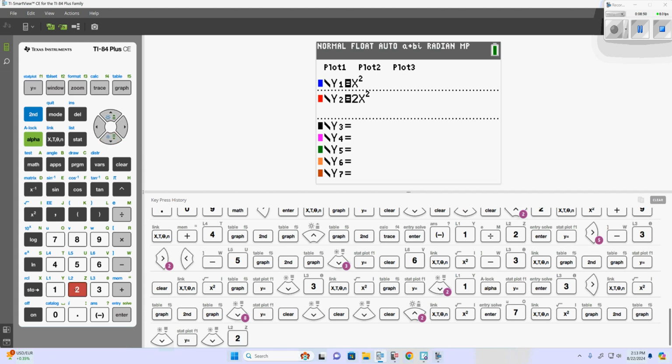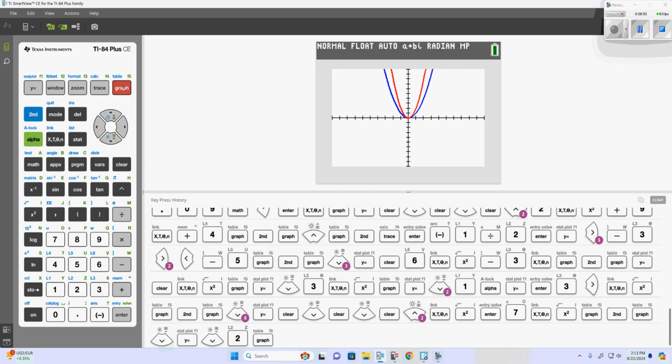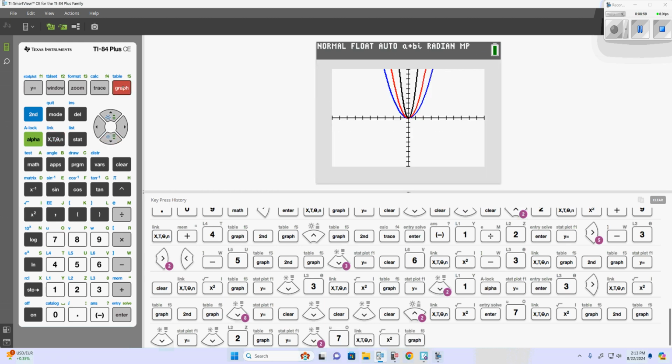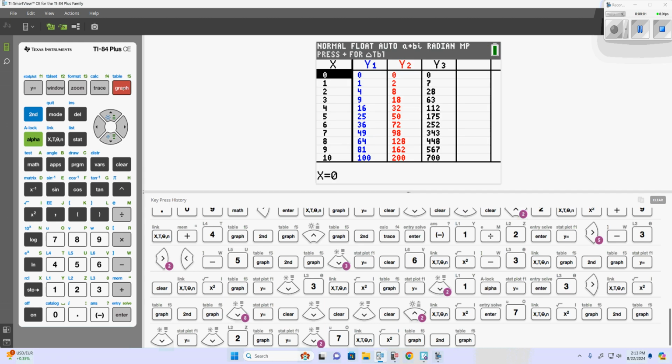Now we could say 2. Let's add both. 7x squared. So the one in red is now 2. The one in black is 7. Well, we can see that they are still increasing faster along the y. One's increasing faster than the other. Yes? So that's vertical stretch.